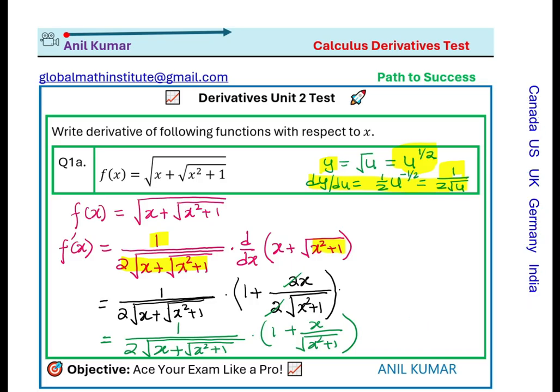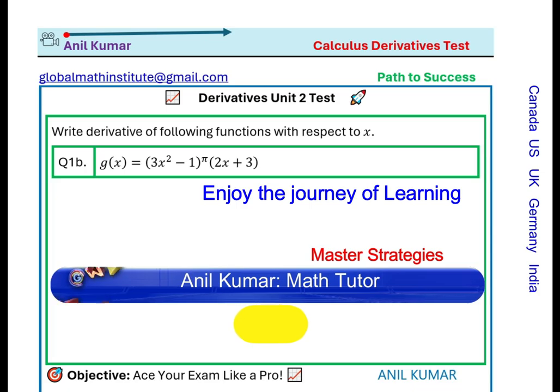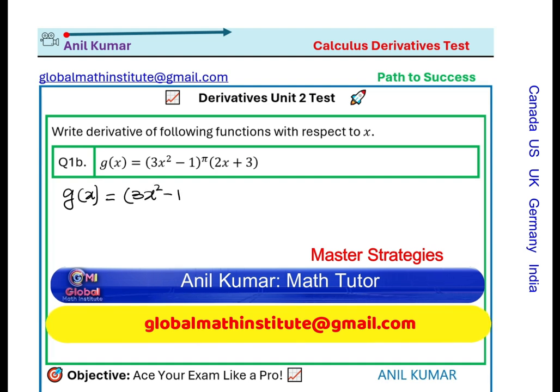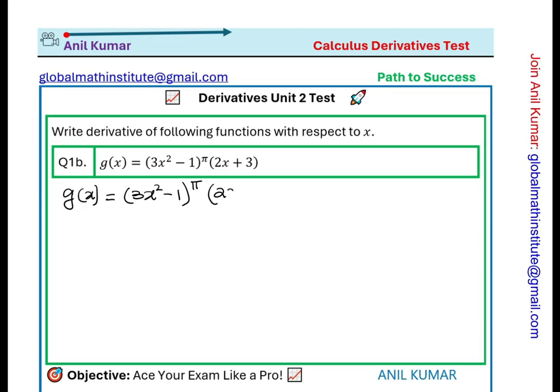Now, let's look into part B of this question, which is where you get pi in the exponent. So, pi is just a number, a real number. So, we have g of x equals 3x squared minus 1 to the power of pi times 2x plus 3. Product rule will be applied, as you can see, along with the chain rule. So power rule, chain rule, product rule all combined together.